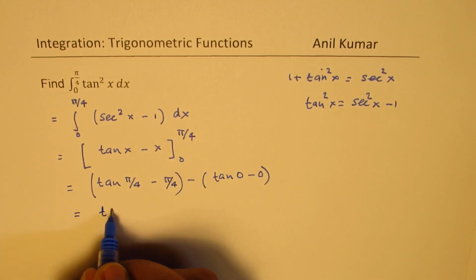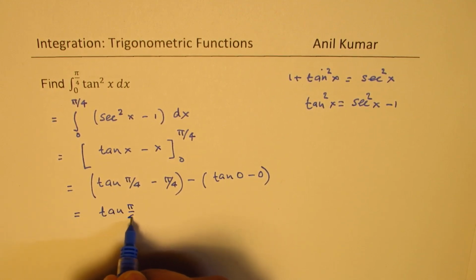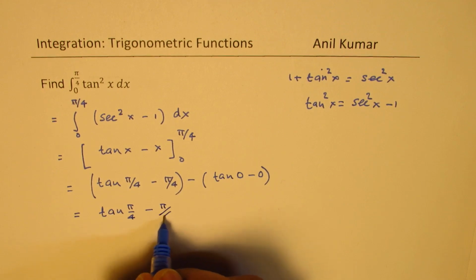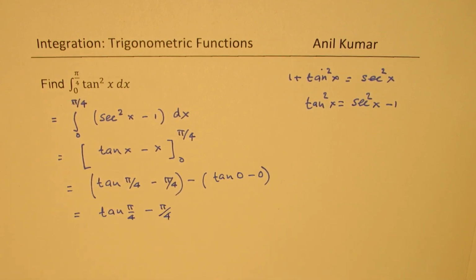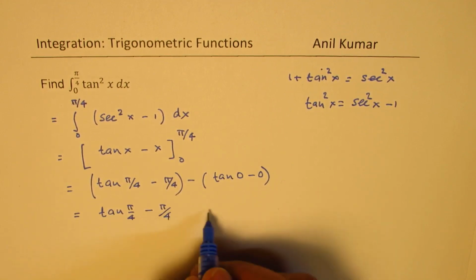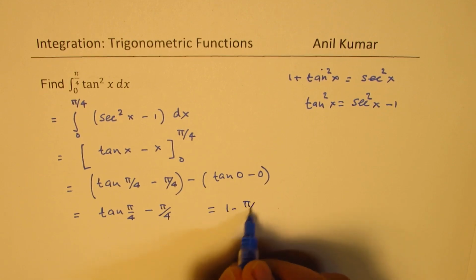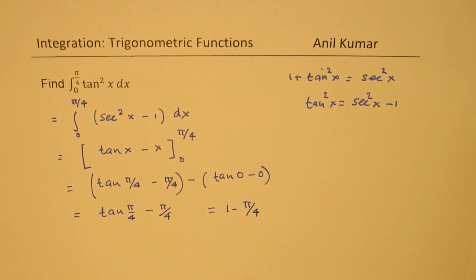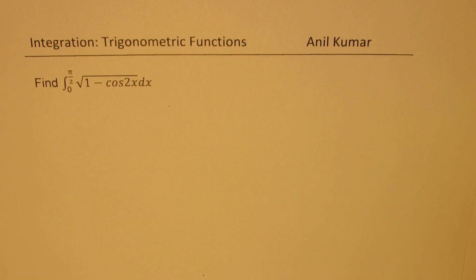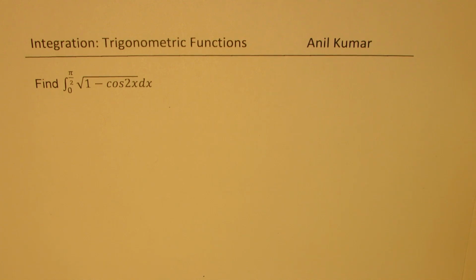So we get tan of pi by 4 minus pi by 4, correct? And as you know, tan of pi by 4 is 1. So basically, we get 1 minus pi by 4 as our result, right? Now here is the last question. I would like you to pause the video, copy the question, solve, and then look into my suggestions.